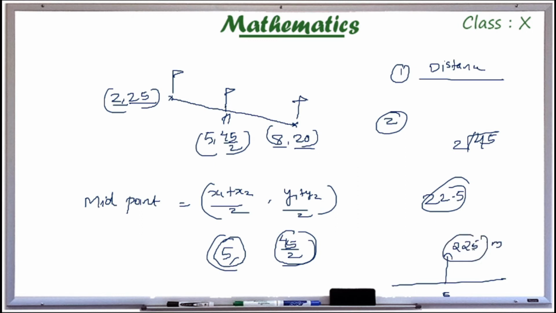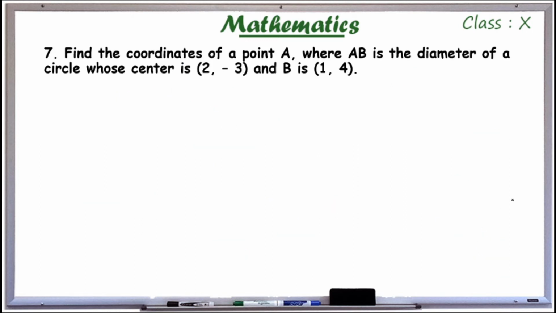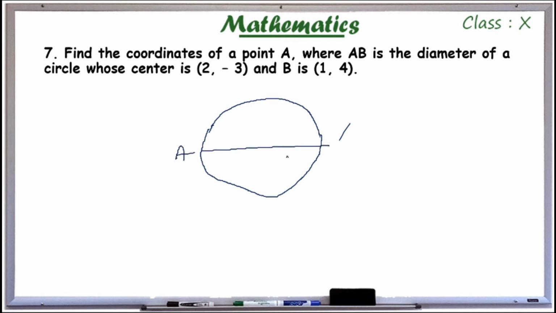This is the answer. Find the coordinates of a point A where AB is the diameter of a circle. So we have a circle here. The first thing is you have to understand the question well. So this is a circle. Consider this is a circle and AB is the diameter. Center is (2, minus 3). So of course we have the midpoint formula. We have to use that because the center is noted in this question. And the B coordinate is (1, 4).